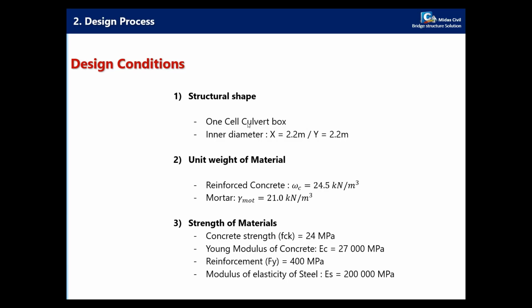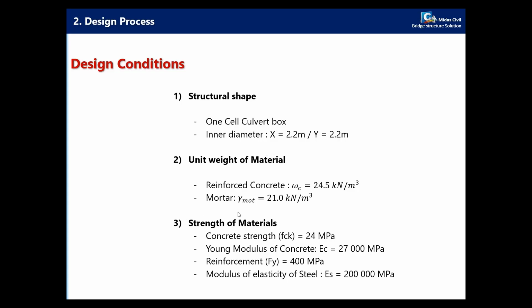The structural shape we are going to use is a one-cell culvert box. The inner dimension of this culvert measures 2.2 meters in the X direction and 2.2 in the Y direction. The unit weight of the material we are going to use for the reinforced concrete is 24.5 kilonewton per cubic meter. And if you want to use mortar, you can specify the unit weight for the mortar, and it's 21 kilonewton per cubic meter.